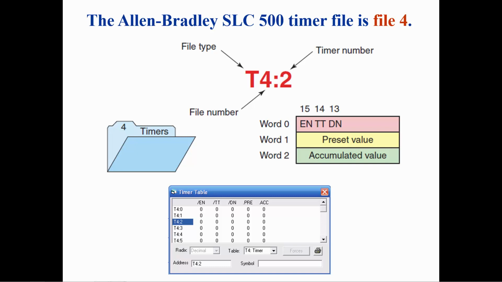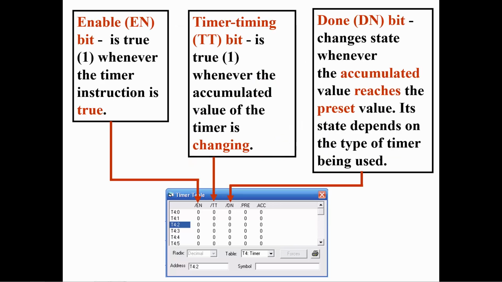Word 0 contains the status bits. The EN, or enable bit, is true whenever the timer instruction is true. The timer timing bit, or TT, is true whenever the timer is timing. The DN, or done bit, changes state when the accumulated value equals the preset value. For the on-delay timer, the DN bit changes from 0 to 1.